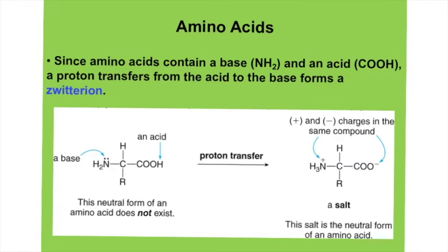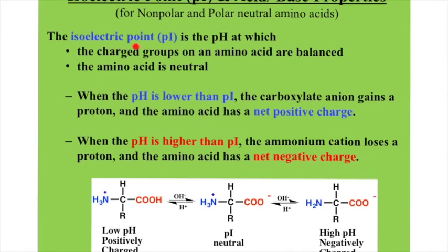Okay, this one's a little bit different because it's an internal salt. So this salt is the neutral form of the amino acid, but it has a positive and a negative, and those two together will form a salt. Okay, so the isoelectric point, or the pI, is the pH at which the charged groups on the amino acid are balanced. So you have a minus end and you have a positive end, and so you have an overall neutral compound.